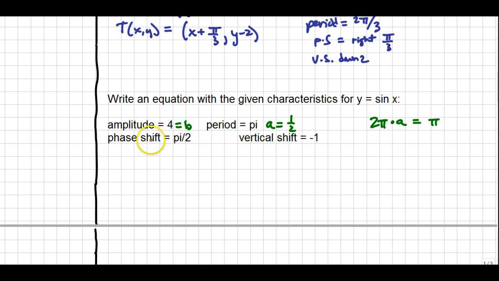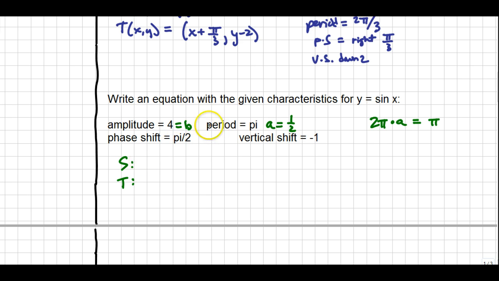The phase shift, remember, is the horizontal shift, so it's pi over 2, and the vertical shift is -1. So there's no calculating I have to do for the rest. The period is the only one that's super tricky. So now let's go ahead and write our rules for each of these.